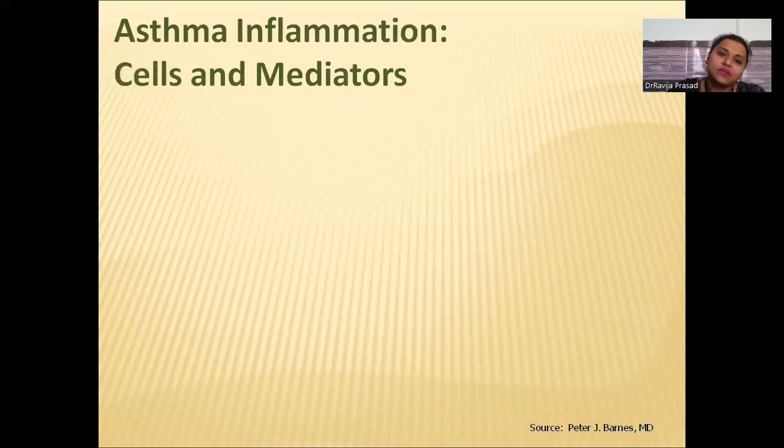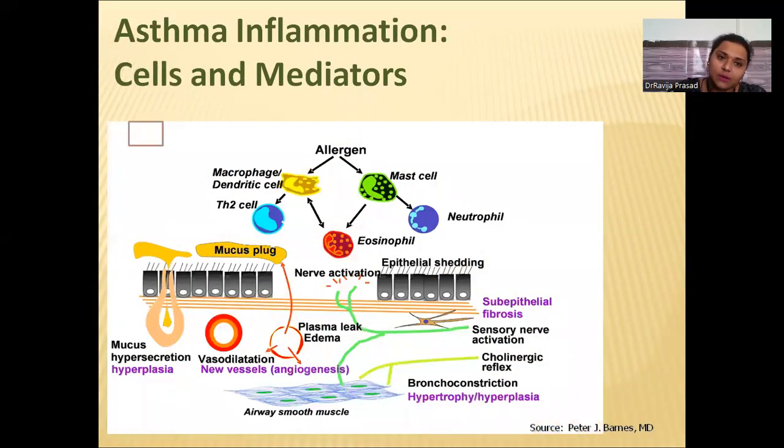Then asthma inflammation cells and mediators. Now, what are the cells and mediators? So here is a cycle which shows what the cells and the mediators are. Over here, the elements are here. First, there is a mast cell distribution in between. Allergens are divided into two, that is mast cells and the macrophage and dendritic cells. Then the mast cells are divided into neutrophils and eosinophils. Macrophages and dendritic cells are divided into two again, Th2 cells and the eosinophils again.